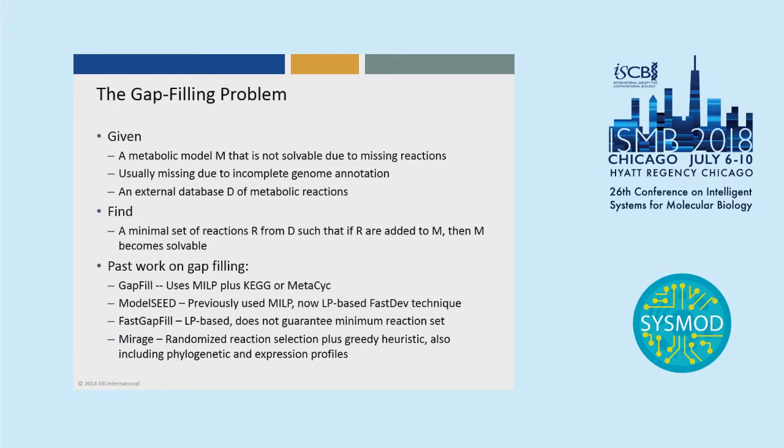And then there's another piece of software called Mirage that uses randomized reaction selection and a greedy heuristic to reduce that randomized set, and also uses some external information like phylogenetic and expression profiles.